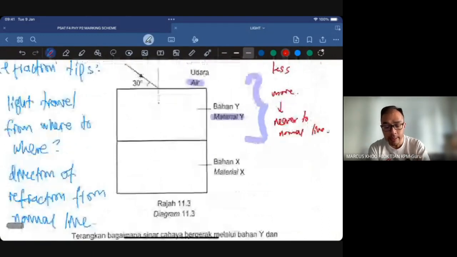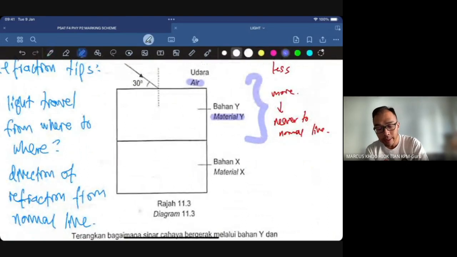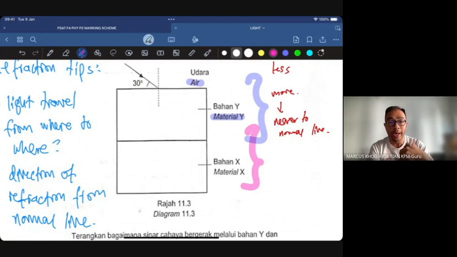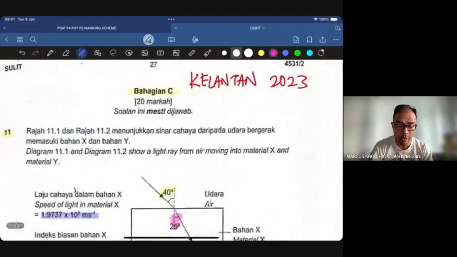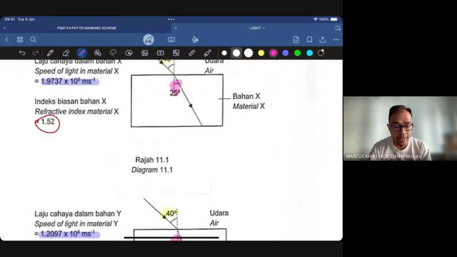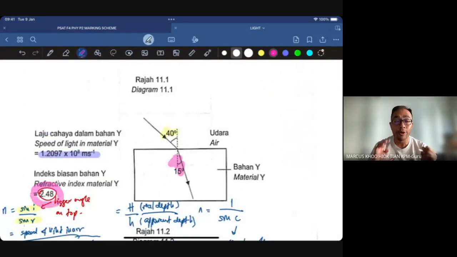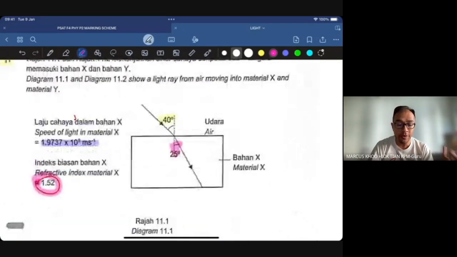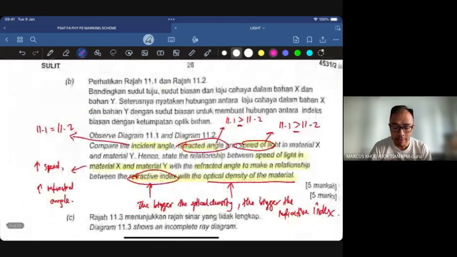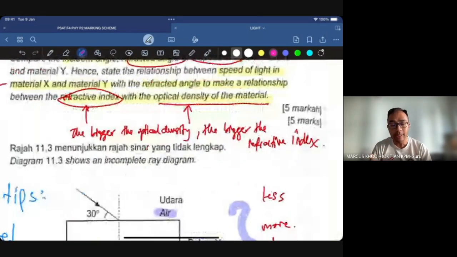Okay, then secondly, we want to look at it going from Y to X. When it is traveling from Y to X, we have to consider the situation. The refractive index of X is 1.52, the refractive index of Y is 2.48. So Y obviously is very dense compared to X because its refractive index is small. Remember what you said just now, the bigger the optical density, the bigger the refractive index.